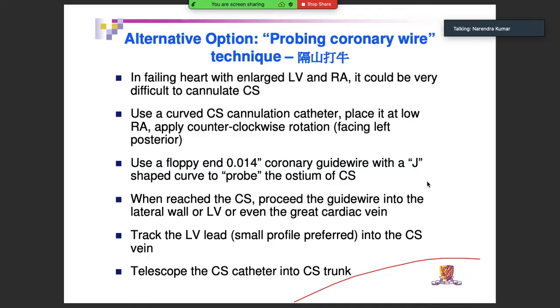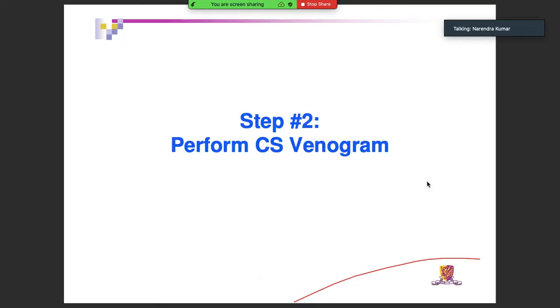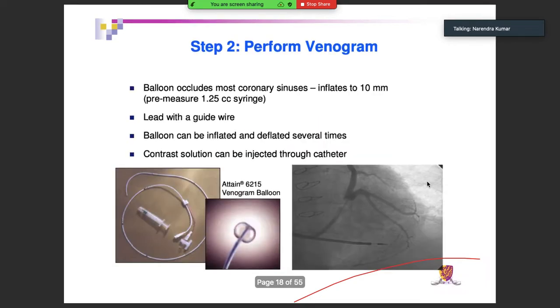When someone has reached the coronary sinus, you proceed the guide wire into the lateral wall of the LV or even the great cardiac vein. And you keep tracking as well. And finally, you put the CS catheter into the CS trunk. After you have done that, you do the coronary sinus venogram. So this is how it looks.